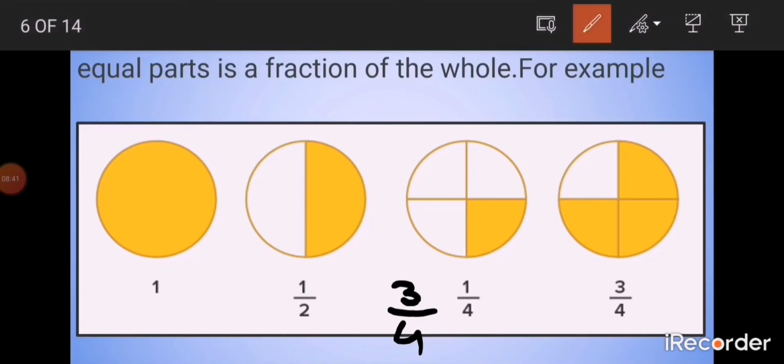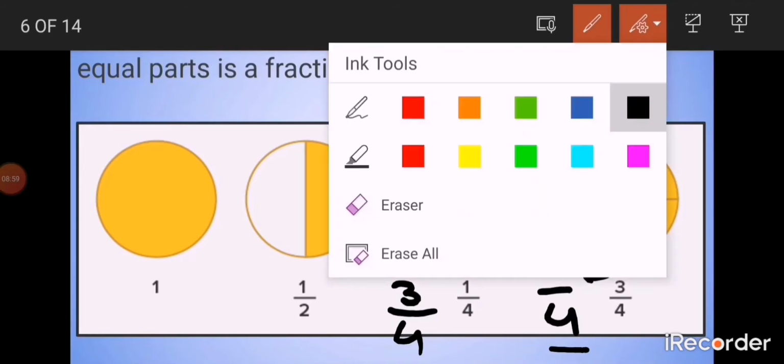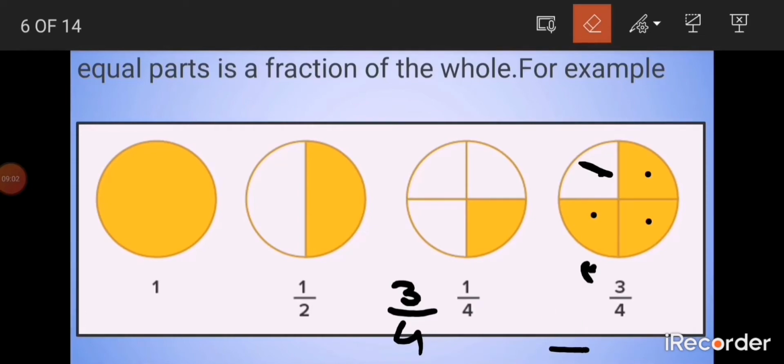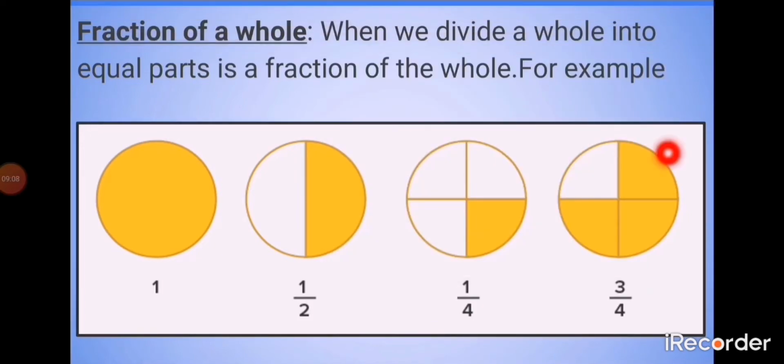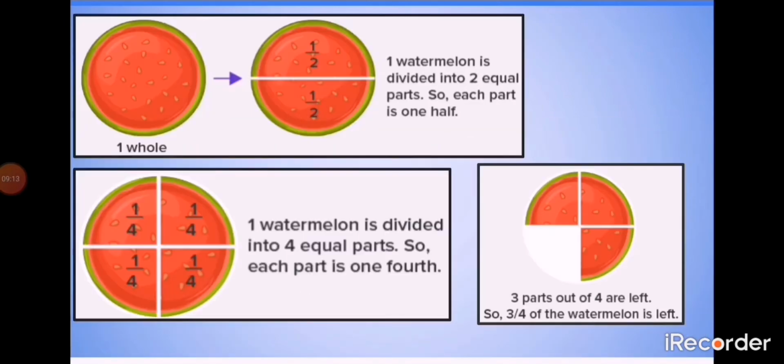Now let me write the uncolored fraction here. First I will draw a line. Then I will write the total parts here. 1, 2, 3, 4. There are 4 total parts. And 1 is uncolored, so I will write 1 above. So this downward number is the denominator and the above number is the numerator. Done? So the uncolored fraction is 1 by 4 and the colored fraction is 3 by 4 in this shape or in this whole. So this is fraction of a whole.